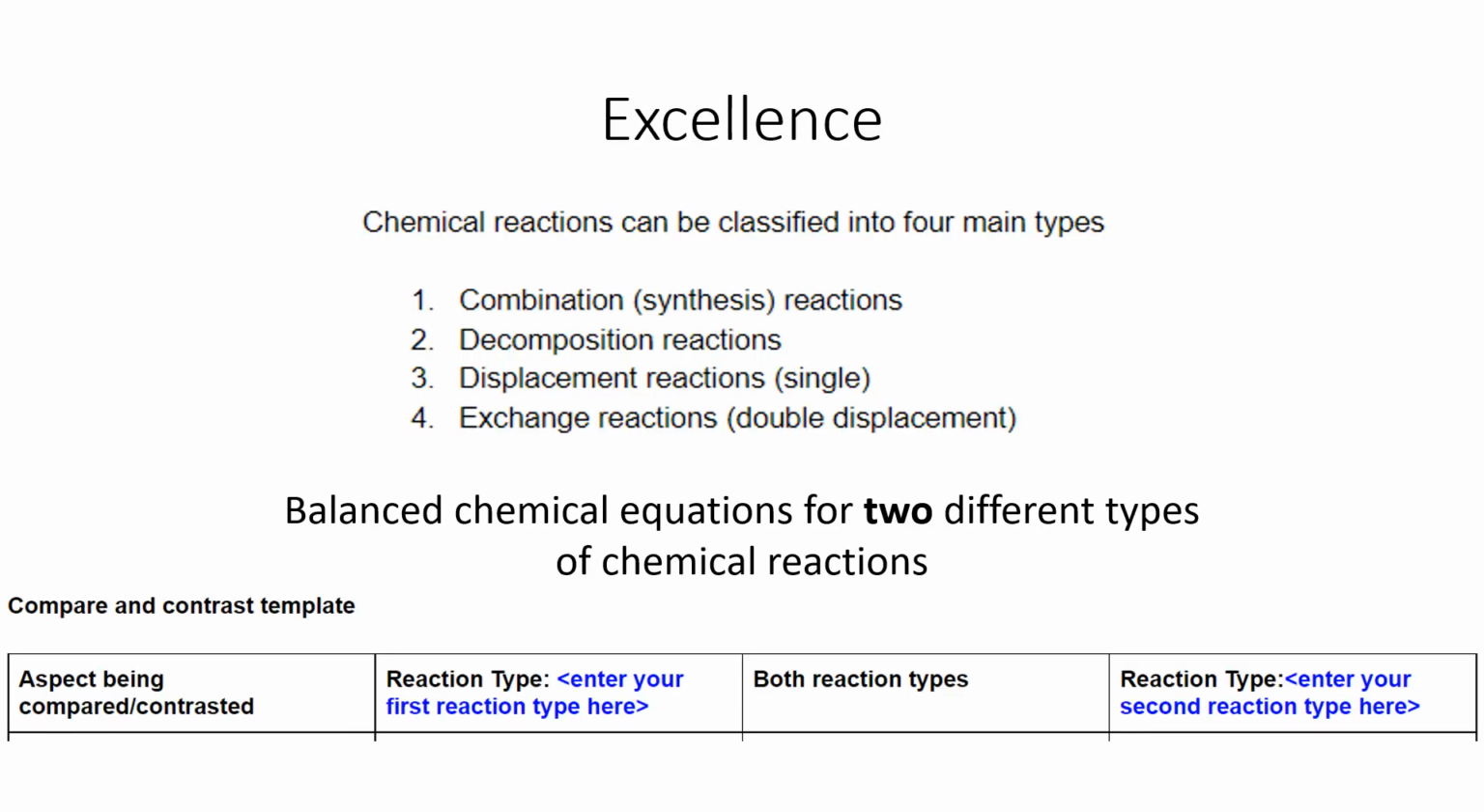For students looking for excellence, there are two parts to achieve this grade. The first one is carrying out balanced chemical equations for two different types of chemical reactions. The second part is writing a compare and contrast template. So if your first reaction was an exchange reaction, how is this similar or different to your second reaction? This could be a combination, or it could be an exchange reaction with a decomposition, or an exchange reaction with a displacement.